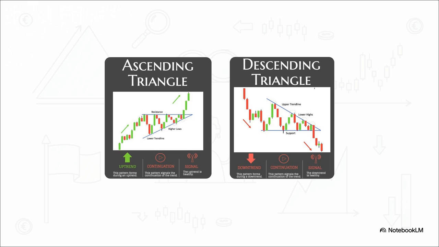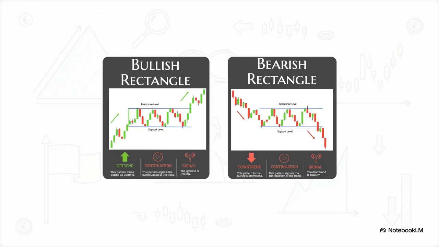Then we have the triangles. On the left, the ascending triangle forms when buyers are making higher lows, so they're gaining more and more control, but they keep hitting this flat horizontal resistance zone. Eventually, though, they break through. On the right, the descending triangle is the exact opposite. Sellers are making lower highs, pressing hard down against a flat support zone until the floor finally just gives out and the price plummets.